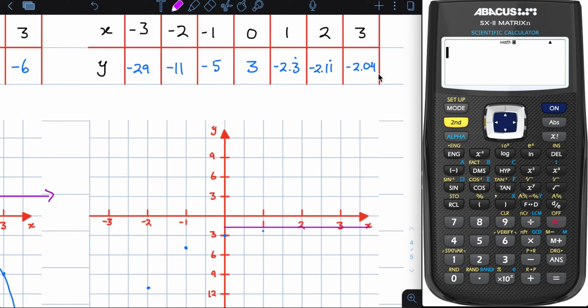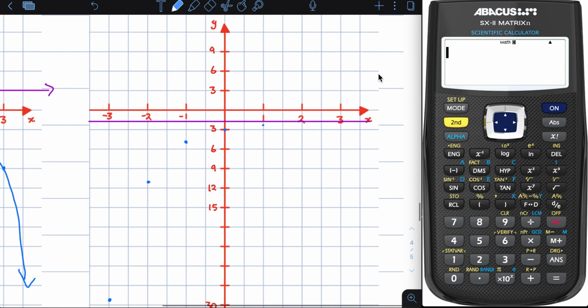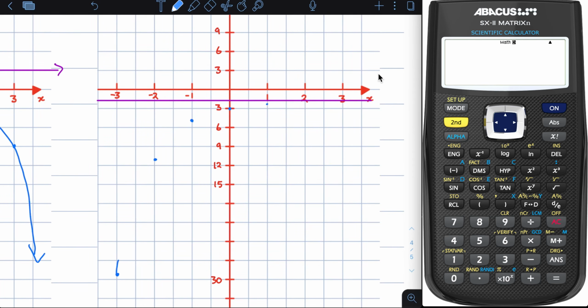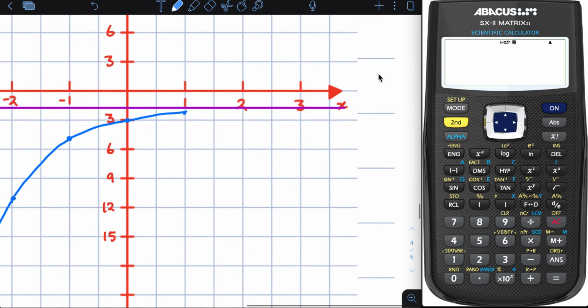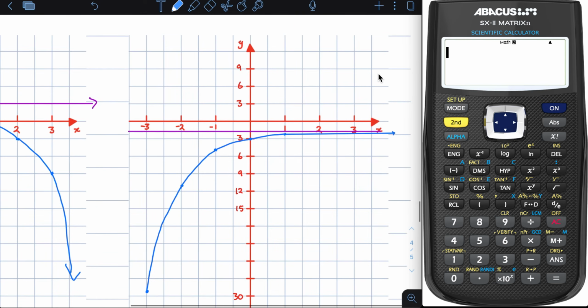So let's draw that imaginary line in purple. And that's what our curve is getting closer and closer to. So joining our curve should look somewhat like this. This is the line that it gets closer and closer to without ever touching.